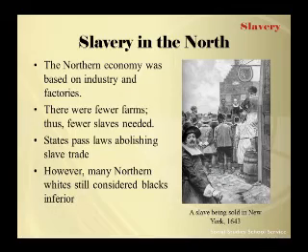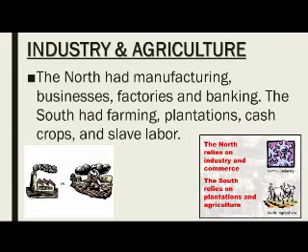Slavery in the North. The northern economy was based on industry and factories. There were fewer farms, thus fewer slaves needed. States passed laws abolishing the slave trade. The North had manufacturing businesses, factories and banking, thus they relied on industry and commerce. The South had farming, plantations, cash crops and slave labor, and hence they relied on plantations and agriculture.